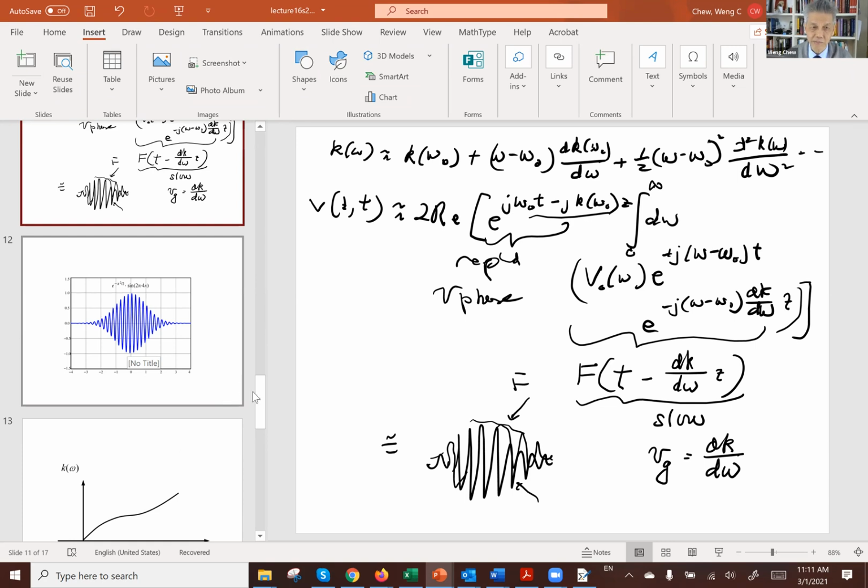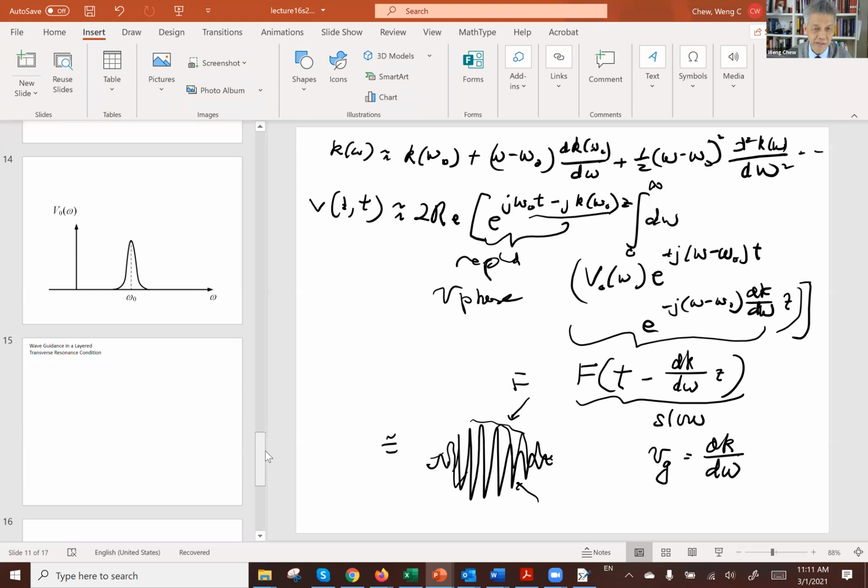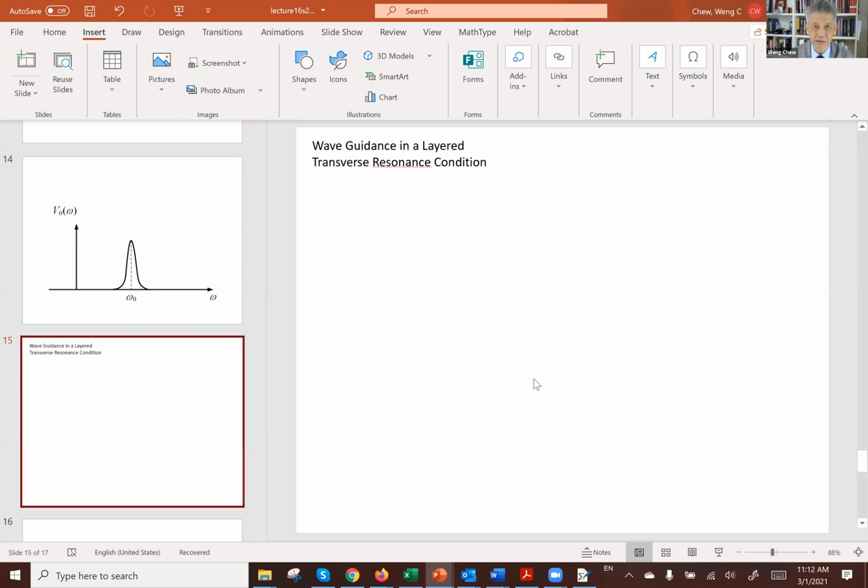So this is a more mathematical analysis of the group velocity and the phase velocity that you might not have learned in your undergraduate days. In the undergraduate days, you would just beat two wave functions together and find out that the phase velocity is one and the group velocity is another one. Okay. If not, I'd like to go on to the next topic, which is wave guidance in the layered medium, or the transverse resonance condition.